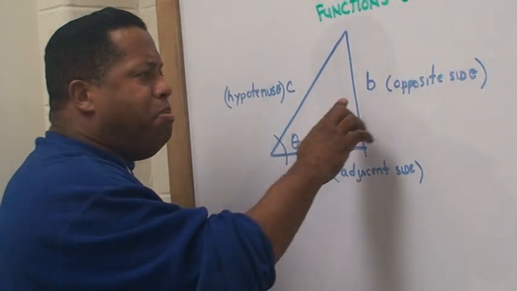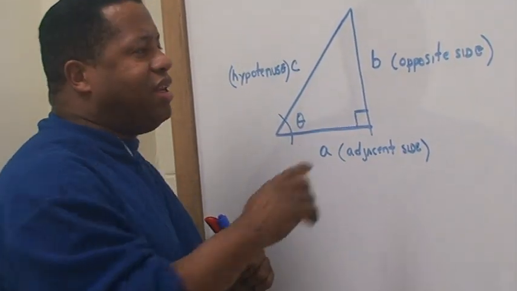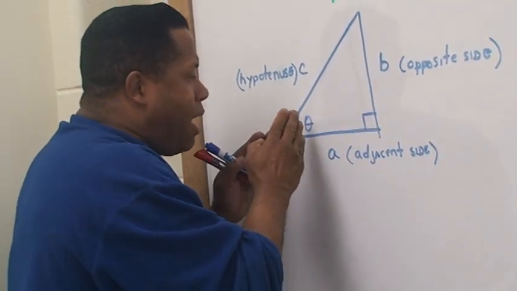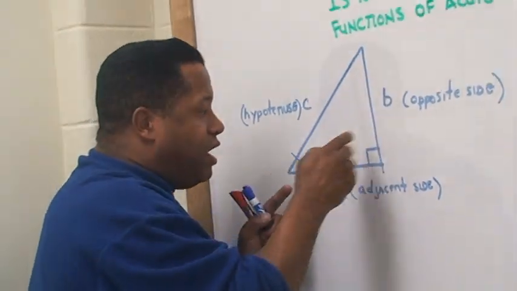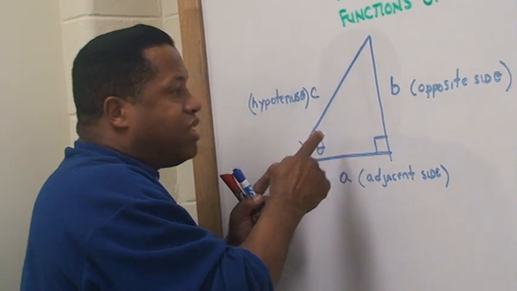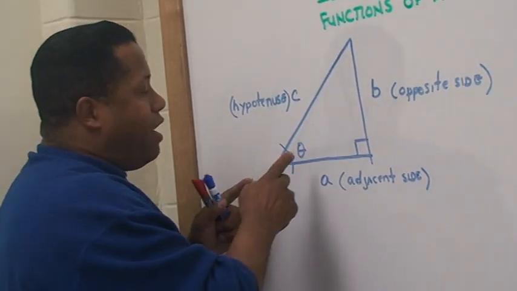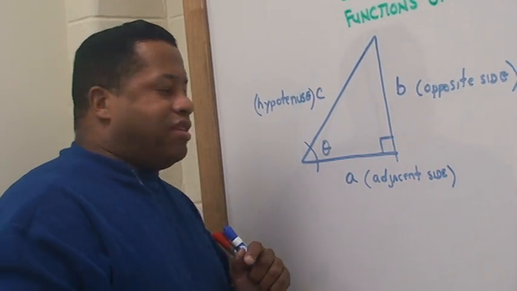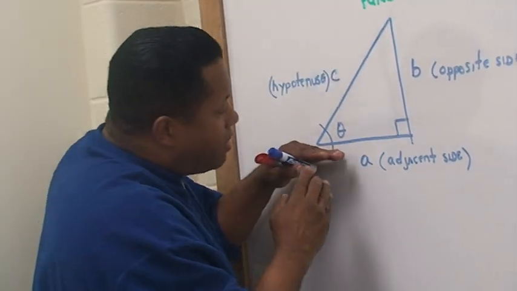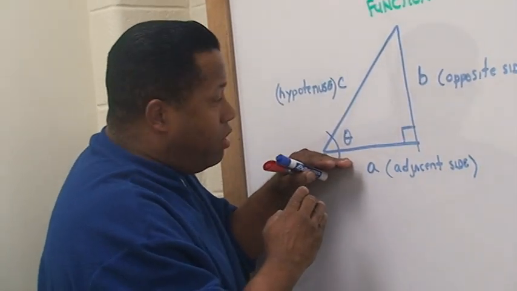However, B, representing the opposite side, means it's the opposite side of the angle here. B is here and theta is here, so it's the opposite side of the angle. A is represented as the adjacent side, which is right beside the angle theta.